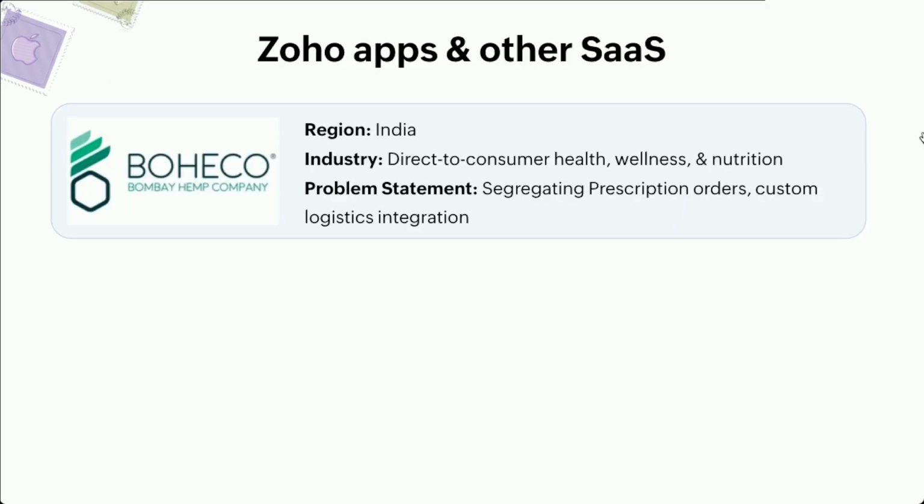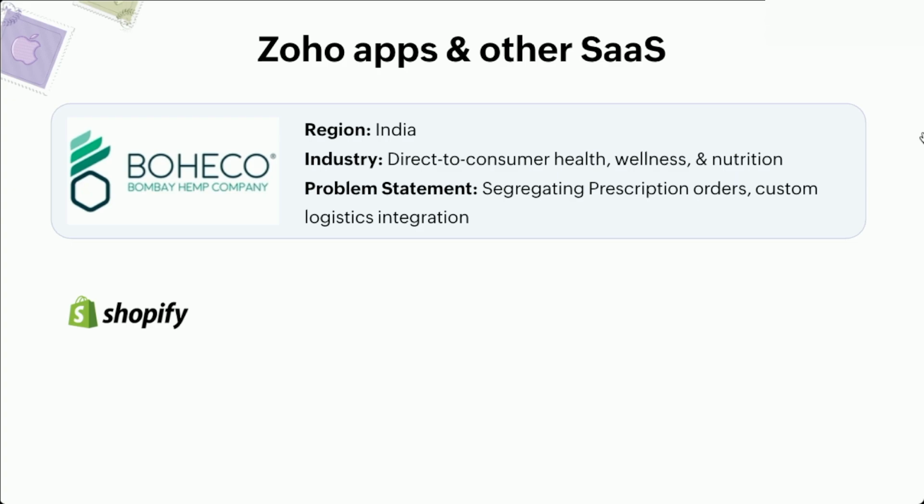My third example. How many of us have bought products online that require a prescription? Have you also faced a situation where you have multiple items in your cart where some of them need a prescription, some of them don't? So this is exactly the problem that we solved for Zoho Inventory. This is a customer who's into direct to consumer health, wellness, and nutrition products. Some of their products require a prescription, some of them do not.